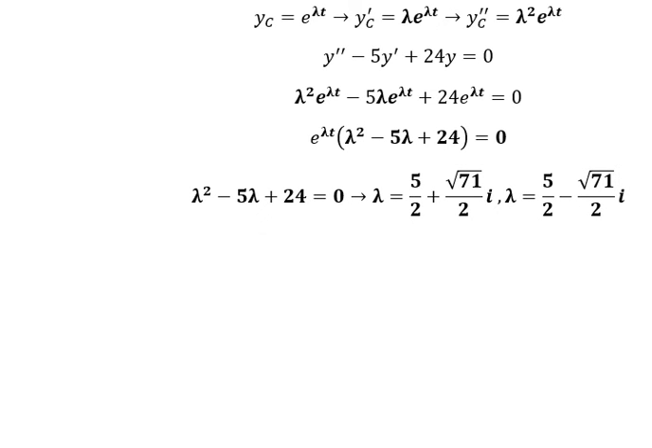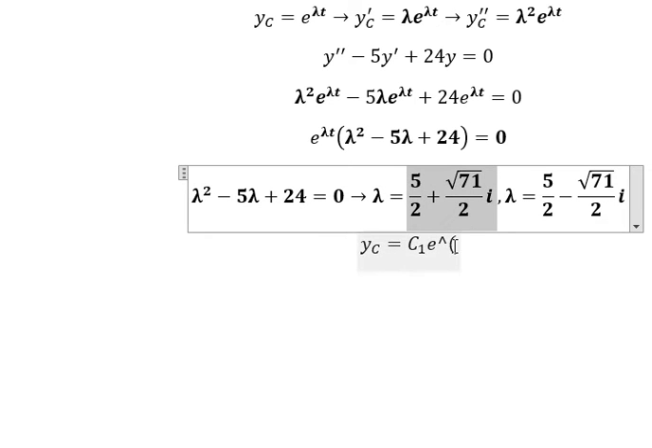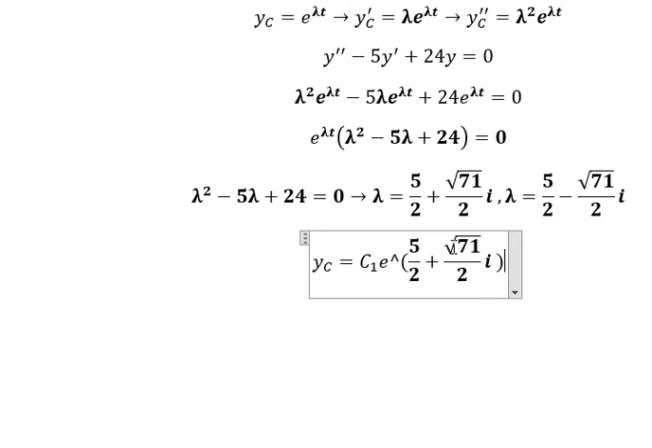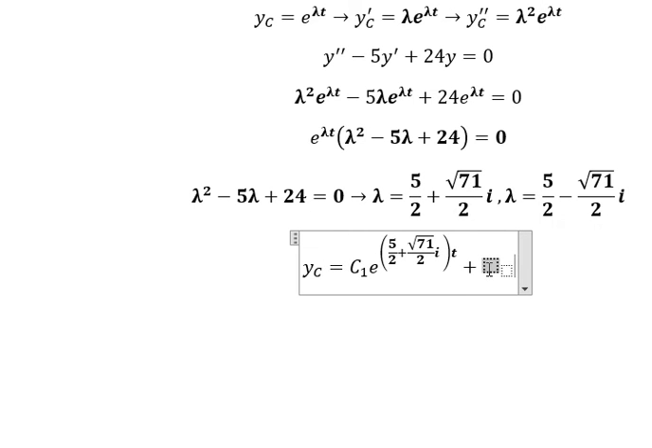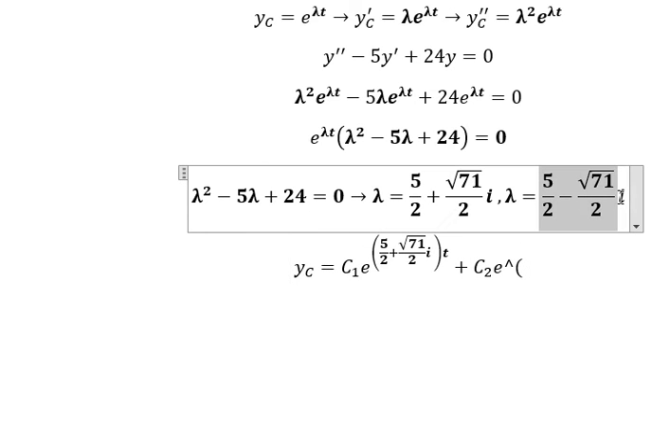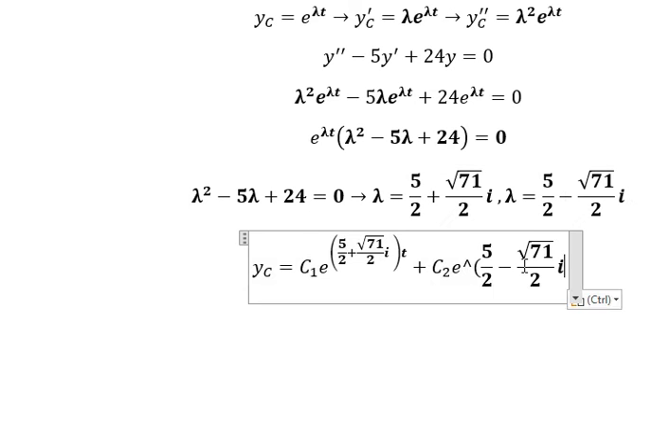Now we have yc that should be c number 1, that is the constant number 1, e to the power of lambda t. So I will put this one going here. And we have c number 2, e to the power of this one, and we have t.